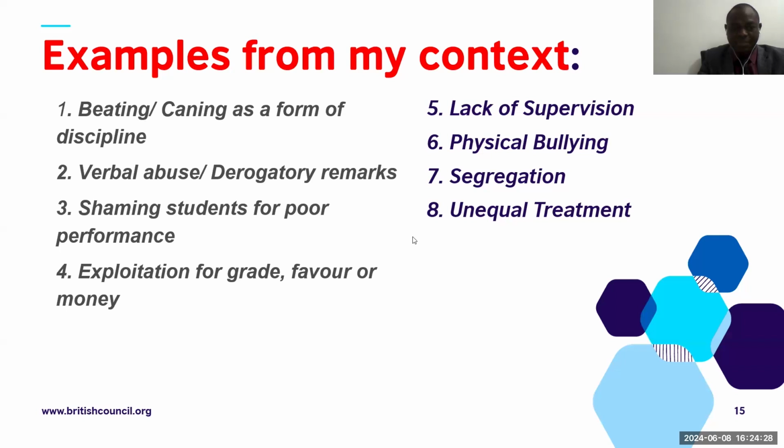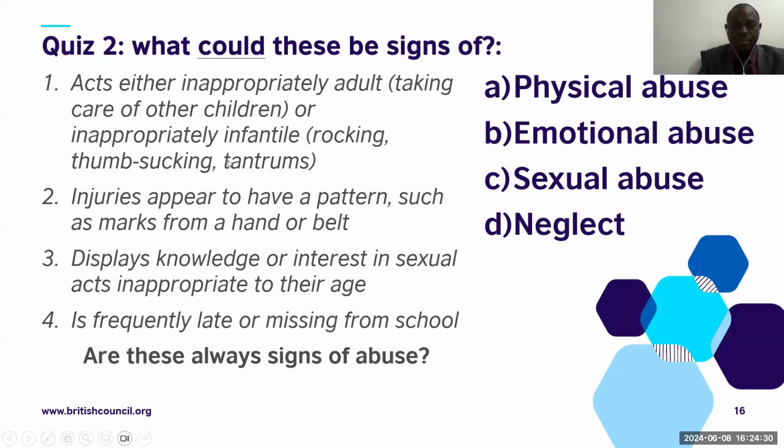Next slide. All right, so we want to do something now. Look at quiz number 2. We're looking at the signs now. What signs will you attribute to physical abuse, emotional abuse, sexual abuse, and neglect? We have 4 of them. Acts inappropriately or takes care of other children. Injury appears to have a pattern.